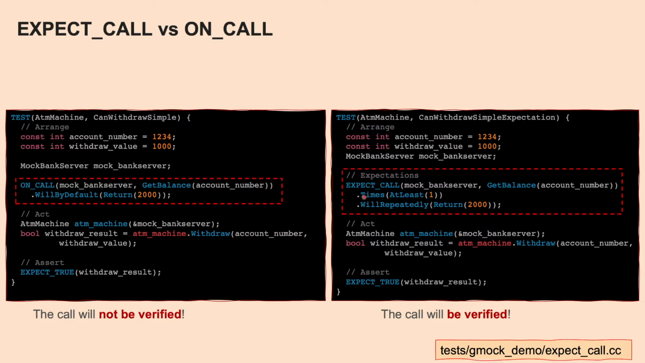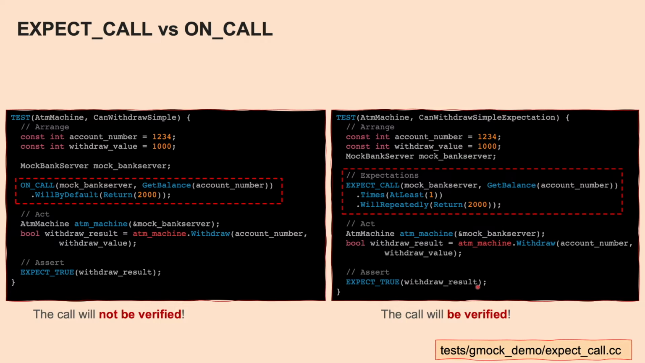On the right side, using expectCall, I'm saying a very similar thing, which is expect that getBalance is called with account number as its parameter. Optionally, I can mention that we expect this call to happen at least one time, for which return 2000. And similar to before, inside withdraw, getBalance is actually called and we return 2000 for it. So they do similar things, but there is one important difference, which is the actual call to getBalance with onCall is not verified. However, the actual call to getBalance with expectCall will be verified.